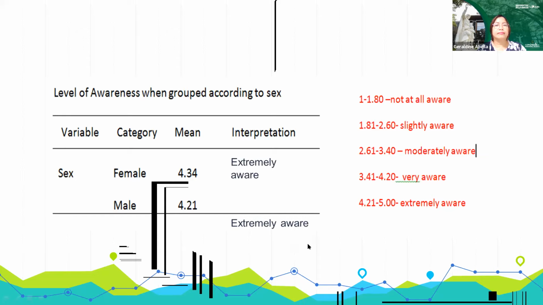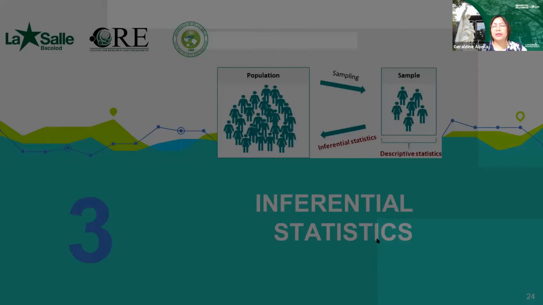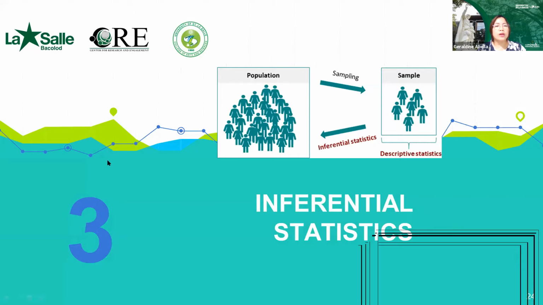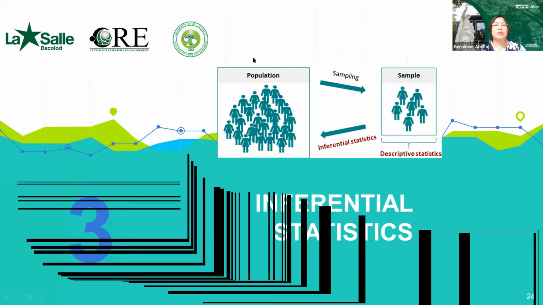Next. So we are done with the second part of this webinar, which is about descriptive statistics. We now go to the third part, which is inferential statistics. There are three types of analysis in inferential statistics. We have hypothesis testing, predictive analysis, and regression analysis. What we will have is hypothesis testing.